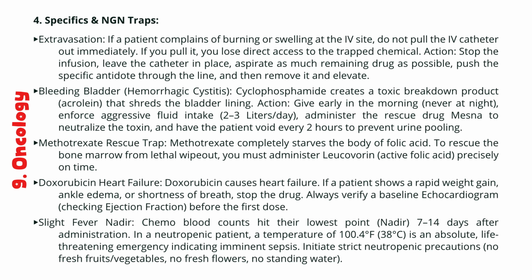Cyclophosphamide creates a toxic breakdown product called acrolein that shreds the bladder lining. Hemorrhagic cystitis. The fix is threefold. Give it early in the morning, never at night, push 2 to 3 liters of fluid a day, and administer Mesna, the rescue drug that neutralizes the toxin directly. Have the patient void every 2 hours so the toxic urine doesn't sit and pool against the bladder wall.